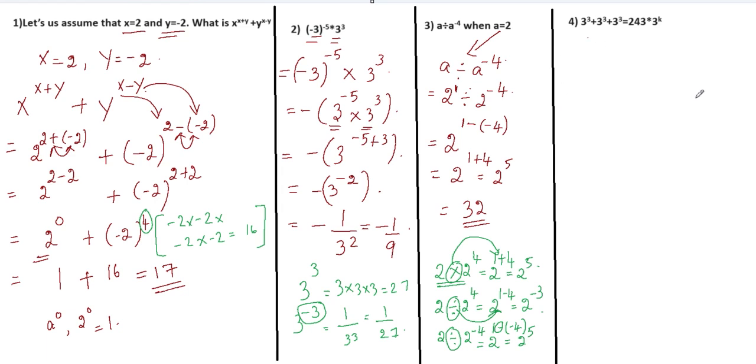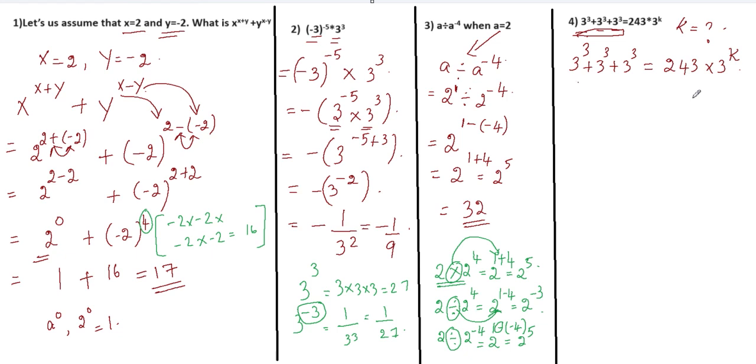Okay, now let's try this problem. Next one, 3 power 3 plus 3 power 3 plus 3 power 3. So you have 3 times 3 power 3, right? This is equal to 243 into 3 power k. So they are asking us to find the value of k. Okay, 3 power 3 plus 3 power 3 plus 3 power 3 is equivalent to 243 into 3 power k. So now we are going to find out the value of k.